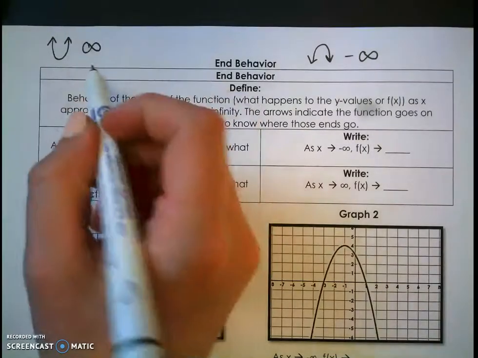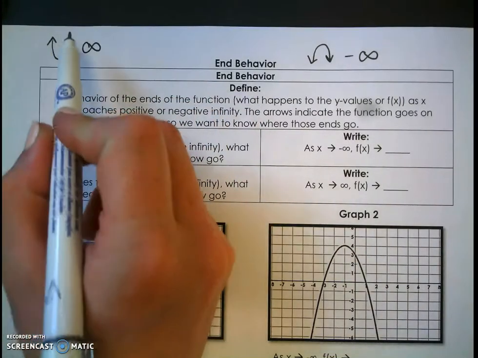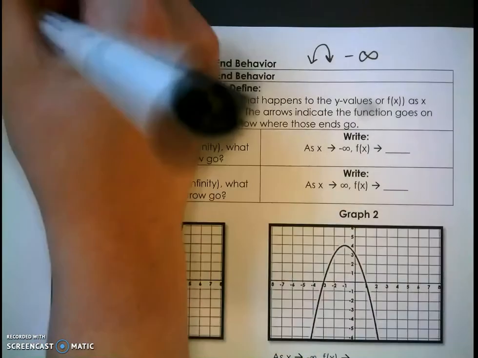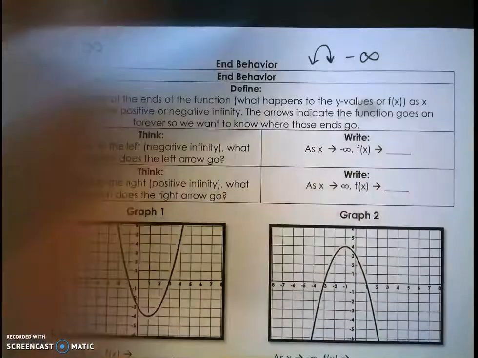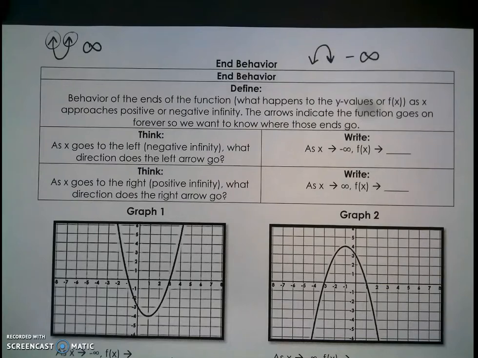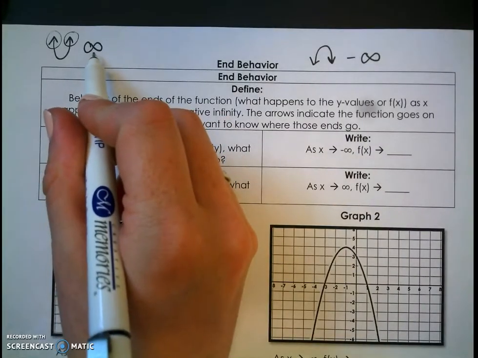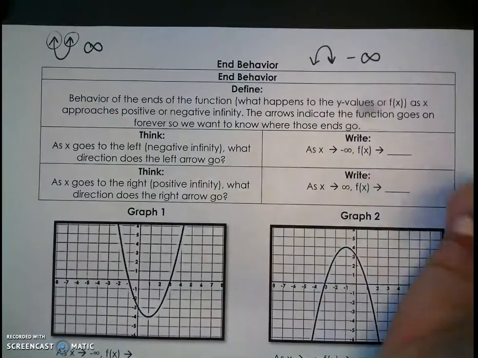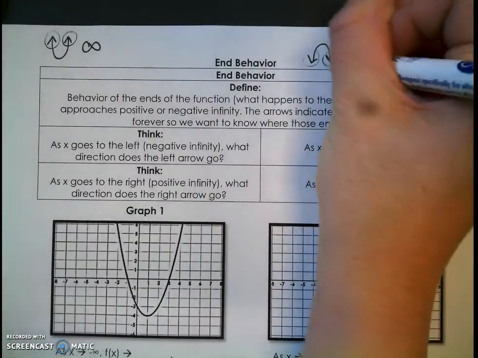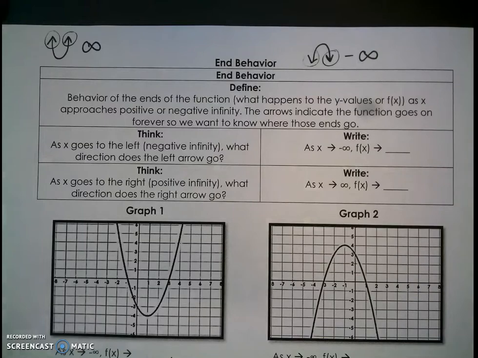So if your graph opens up like this, is that U shape with the arrows going up, then both sides are going up. And they're never going to stop going up. They're going to go up forever. So we would say that our y values approach infinity. Whereas if it opens down, those arrows go down, and they go down forever, meaning they approach negative infinity.